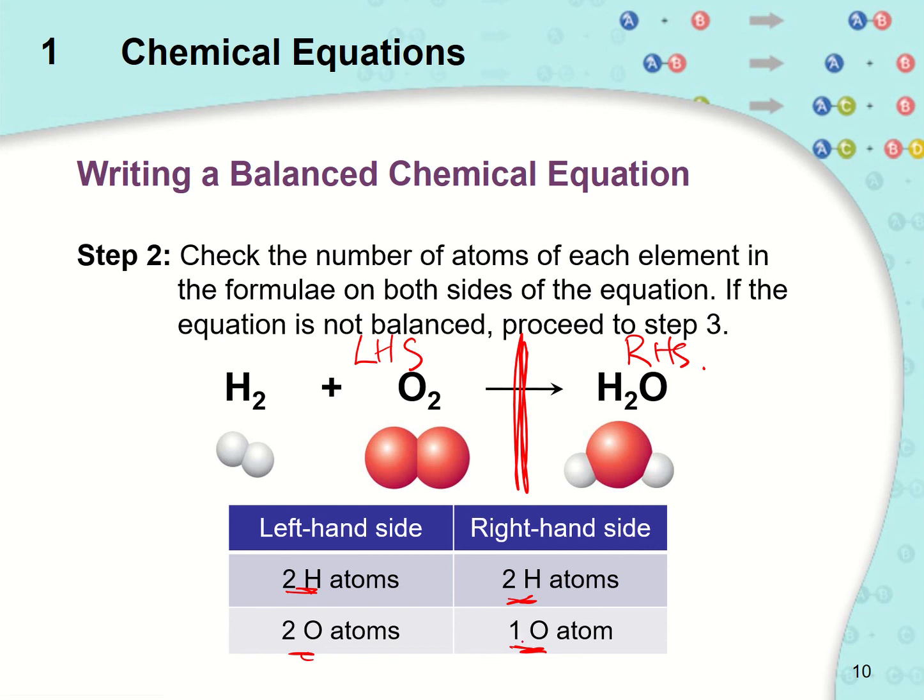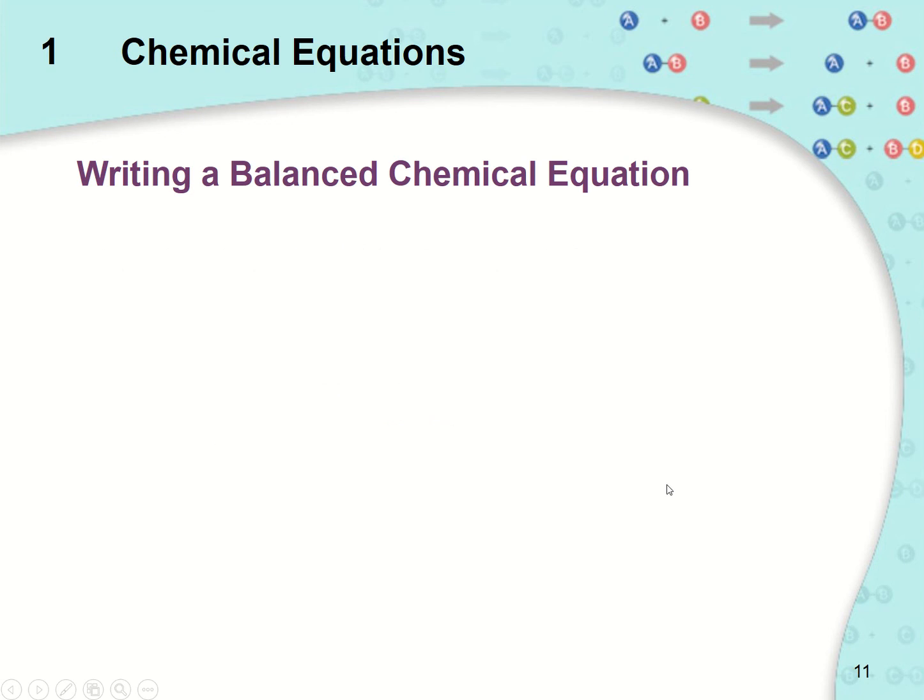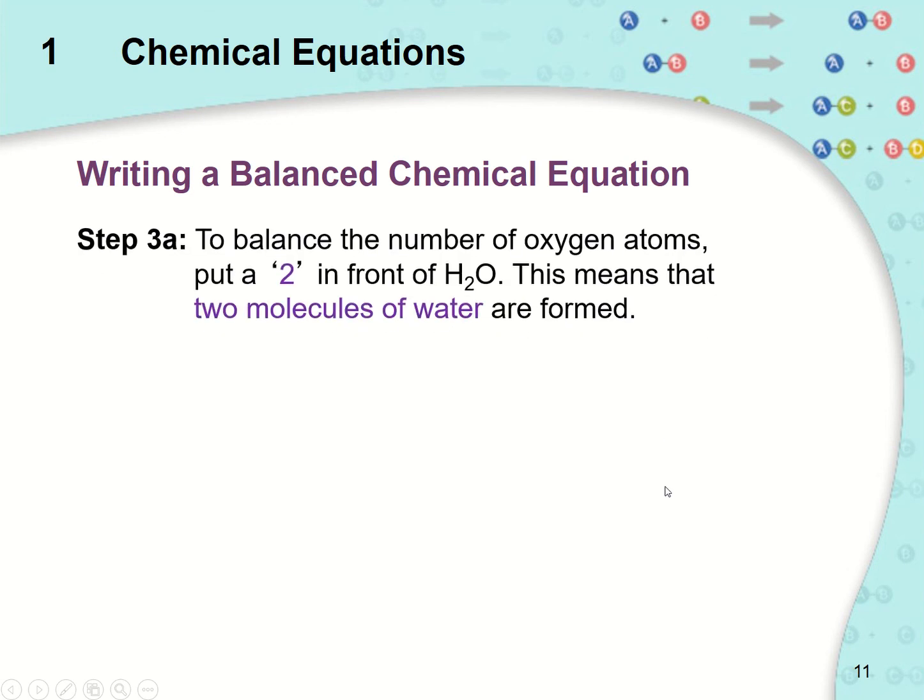Can you see? There is only 1 oxygen on the right hand side, but there's 2 oxygen atoms on the left hand side. So this is not a balanced chemical equation. I will need to proceed on to step number 3. So step number 3, we will need to try to balance the equation.